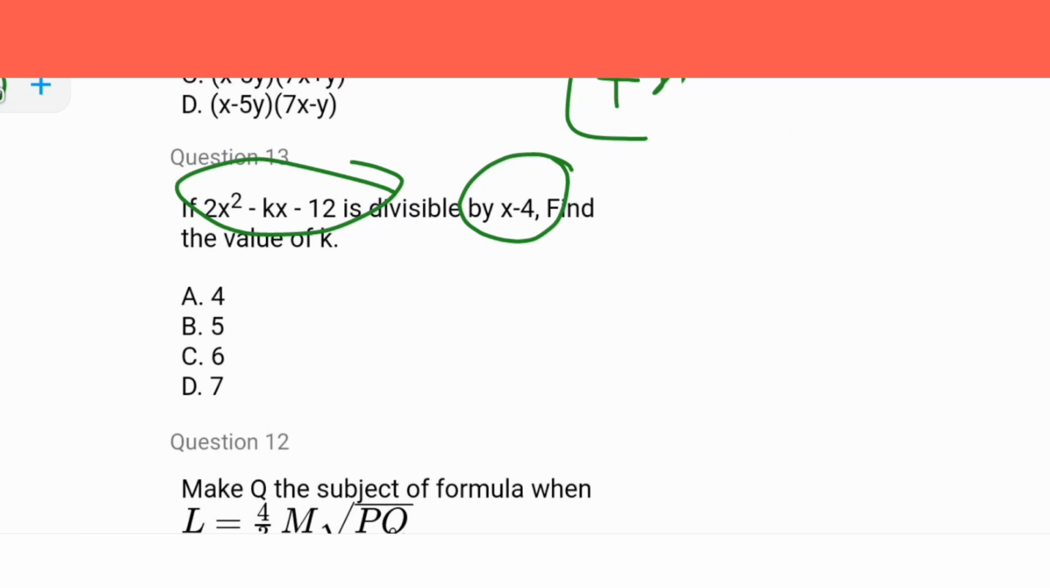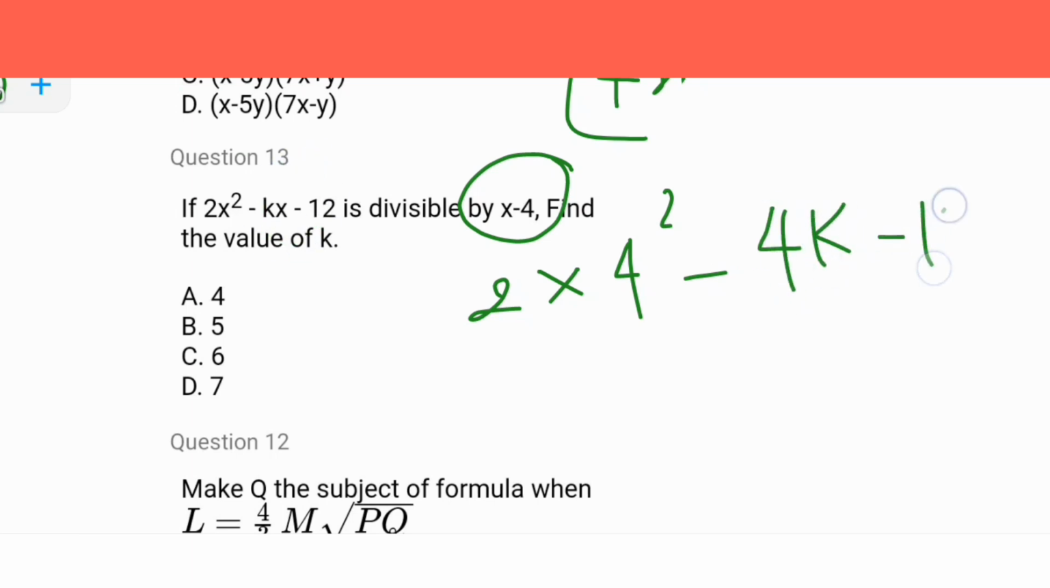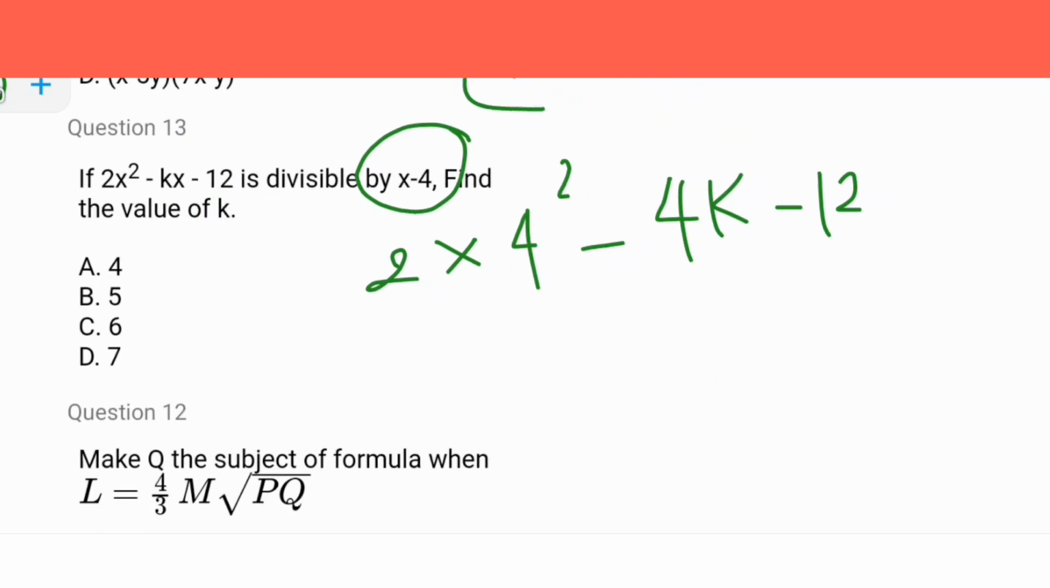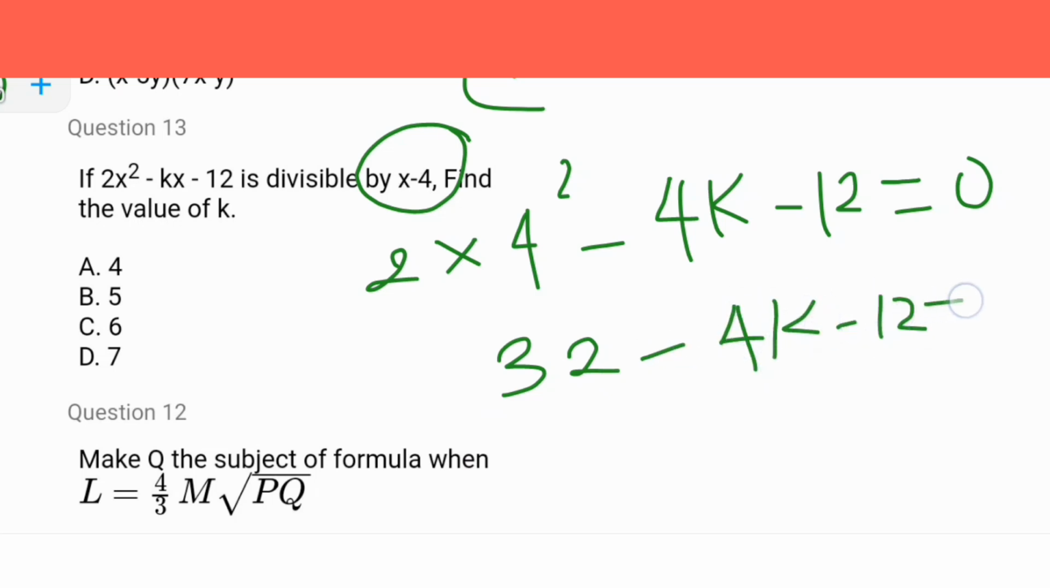So just come here and put 4 here. So I'm putting 4 here now. So I'm going to get 2 times 4 squared minus 4 times k minus 12. Everything must give me 0. So 4 squared is 16. 16 times 2 will give you 32 minus 4k minus 12 is equals to 0.